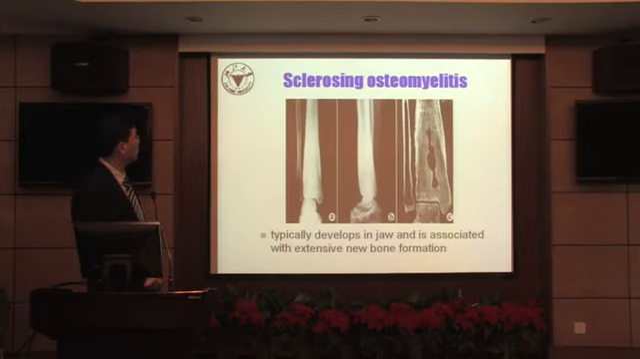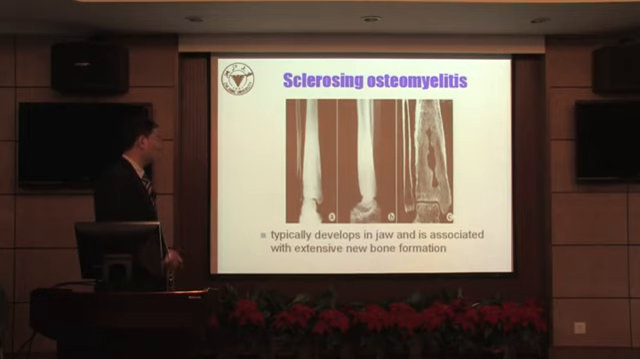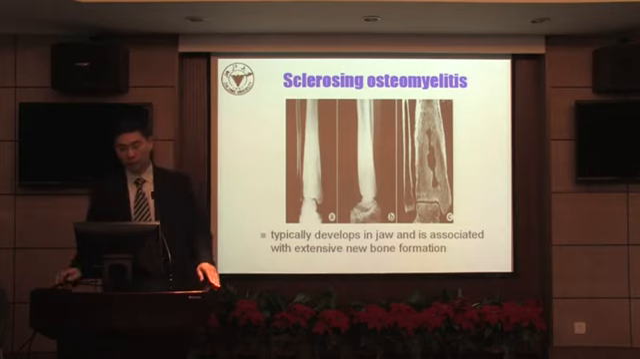Also, we have sclerosing osteomyelitis. This type of osteomyelitis is characterized by sclerosis of the bone, and it is typically developed in adults and is associated with extensive new bone formation.